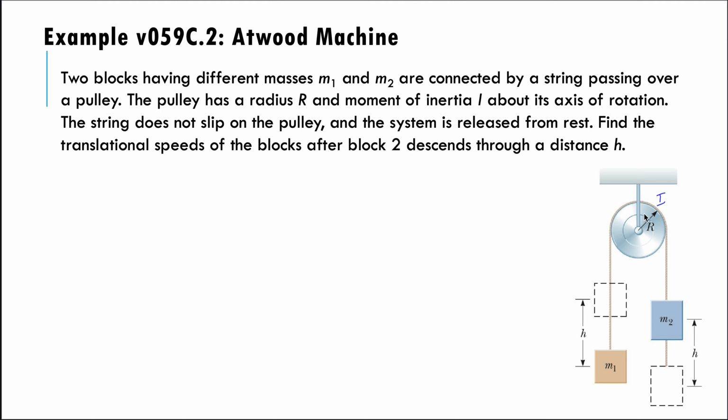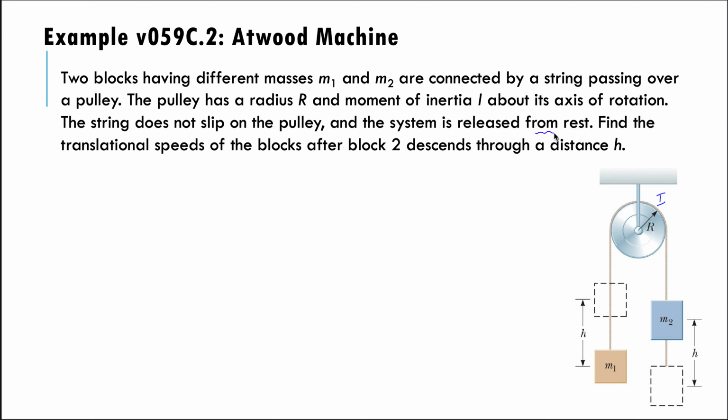Now we know that they're connected, so they're going to move with the same speed. If m2 moves down by h, then m1 is going to move up by h. So we identify this as an isolated system. There are no outside forces, it's just our blocks, our pulley, and our earth providing the gravitational force. Let's set up conservation of energy. The trick is that we have three objects, so we have to consider each type of energy for all three objects when we set up our initial energies equal to the final energies.